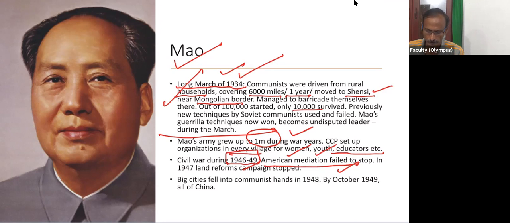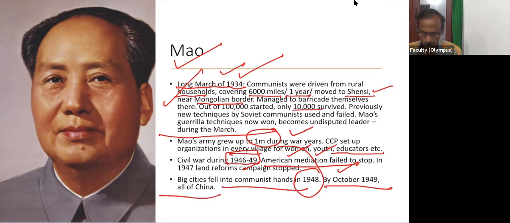Okay. So, big cities fell into communist hands in 1948. And by October 1949, communists were all over China. And the nationalists, with their supporters and with some assets, fled to Taiwan. And there they said that one day they would get back to mainland China. And we know they never got back. So that was the story.